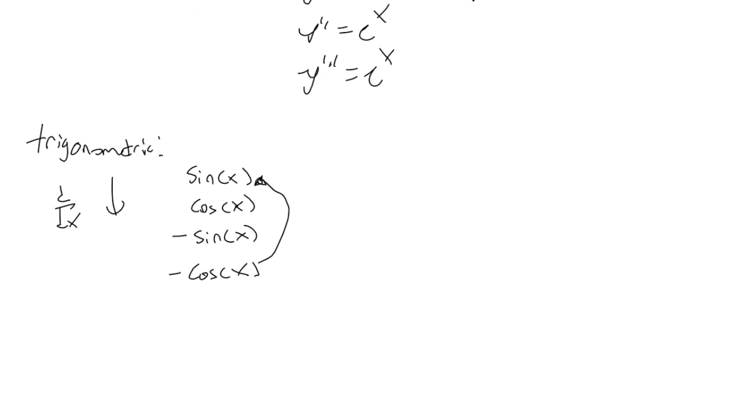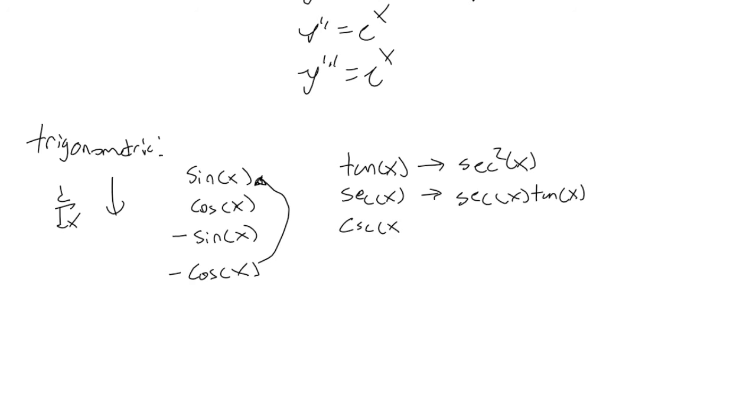There are other ones, though, that do not repeat. So let's look at tangent x. If we take the derivative of that, we get secant squared x. Secant x, if we take the derivative of that, we get secant x tangent x. For cosecant x, we get negative cosecant x cotangent x. And for cotangent x, we get negative cosecant squared x.